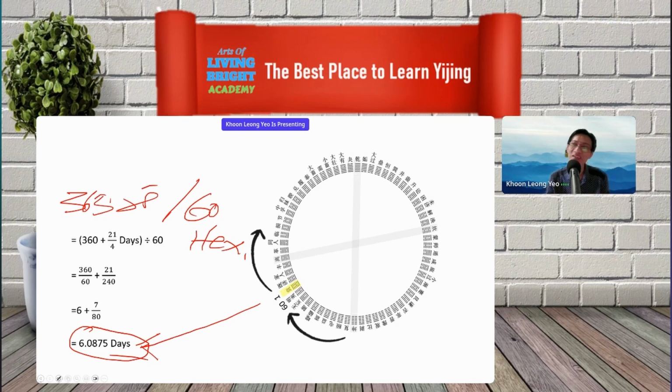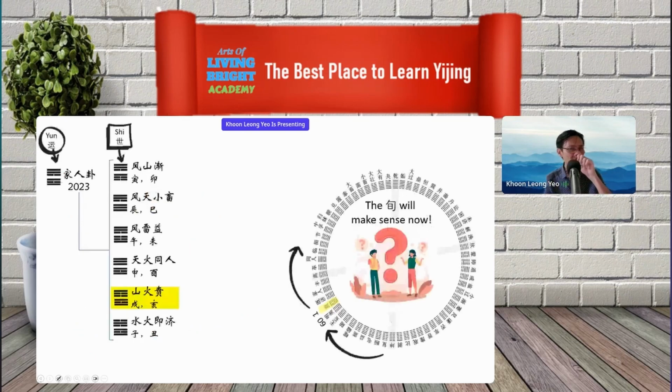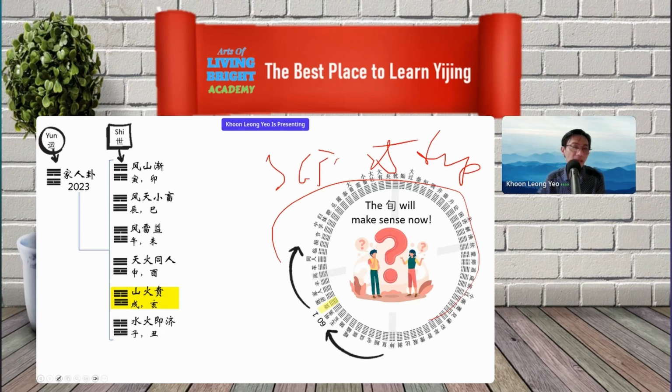We have decimals to take care of, but not to worry, because we can use a calculator to help us. So once we know that 1 hexagram on the circular chart represents 6.0875 days, going one full round is actually 365.25 days, 1 year.